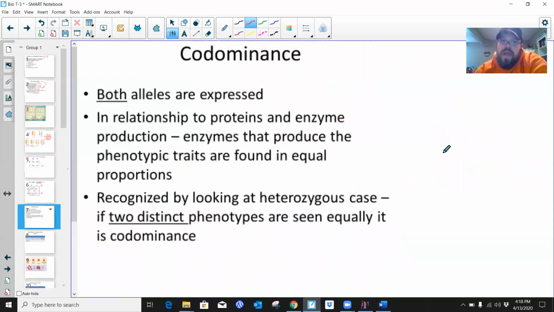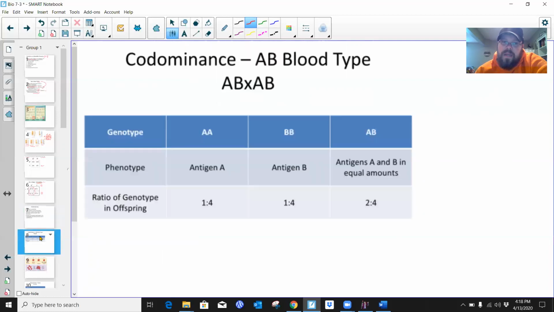All right, next, codominance. This one's pretty cool. It's where both alleles are expressed, and they produce equal phenotypic rates, found in equal proportions. It's recognized by looking at the heterozygote case. If two distinct phenotypes are seen equally, it is considered codominance. So what do I mean by that, right?